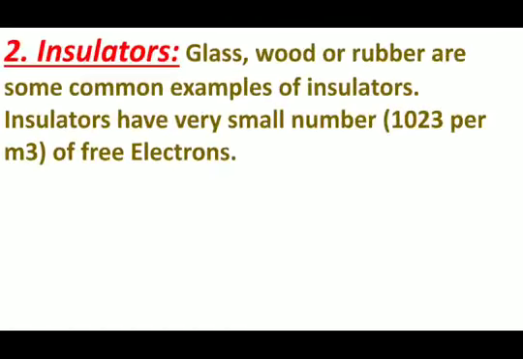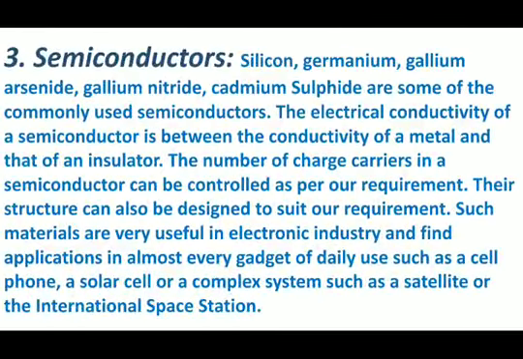Then insulator. Glass, wood or rubber are some common examples of the insulator. Insulators have a very small number, that is 10 raised to 23 per cubic meter, of free electrons. Then semiconductors. Silicon, germanium, gallium arsenide, gallium nitride, cadmium sulfide are some of the commonly used semiconductors. The electrical conductivity of a semiconductor is between the conductivity of metal and that of insulator.